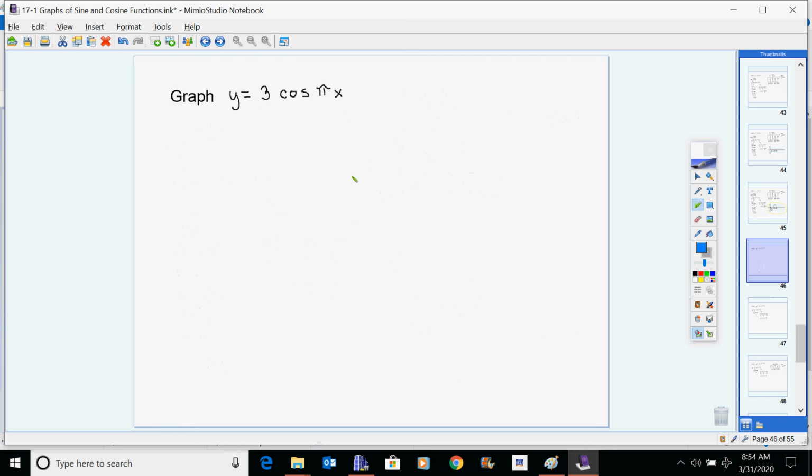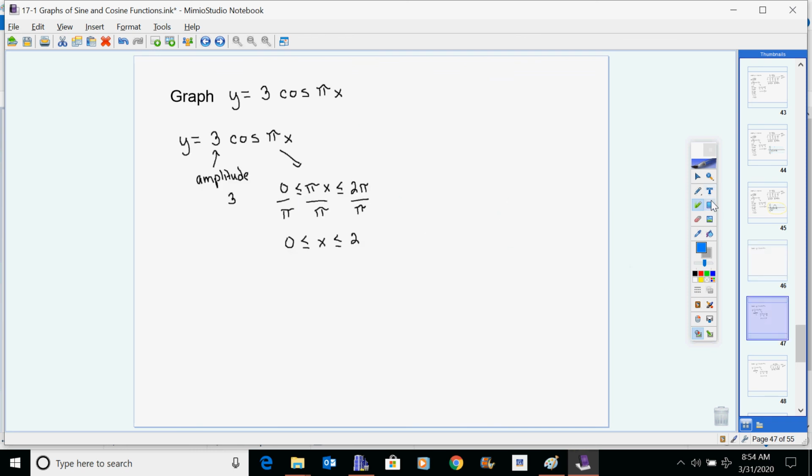Okay, so this one, if I have 3 cosine pi x, this one's just kind of a little wacky. Hopefully you're saying, okay, I know that this is going to stretch it up 3 and down 3. And then this one I need to put between 0 and 2 pi. So my amplitude is 3. This goes between 0 and 2 pi. We can divide everything by pi here. This is one of the few where we don't even have pi in your answer. You have between 0 and 2.